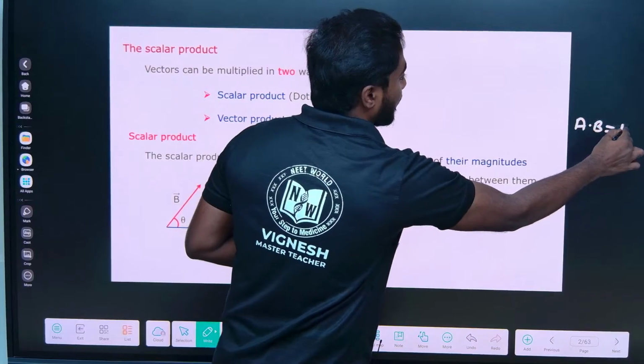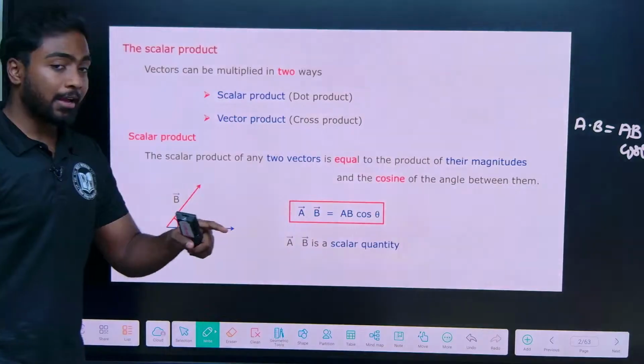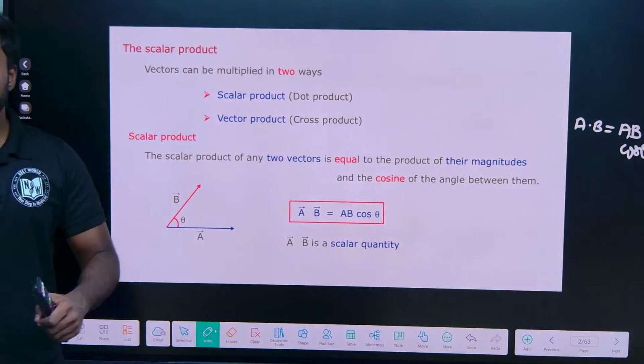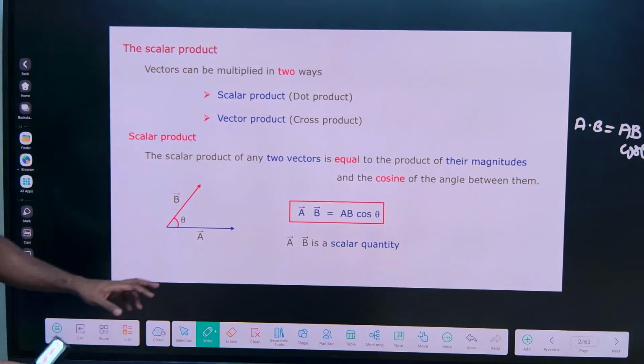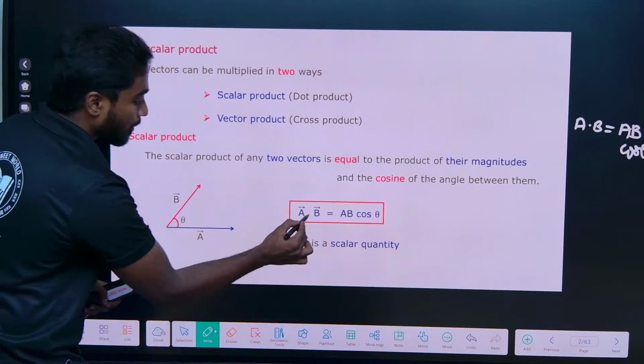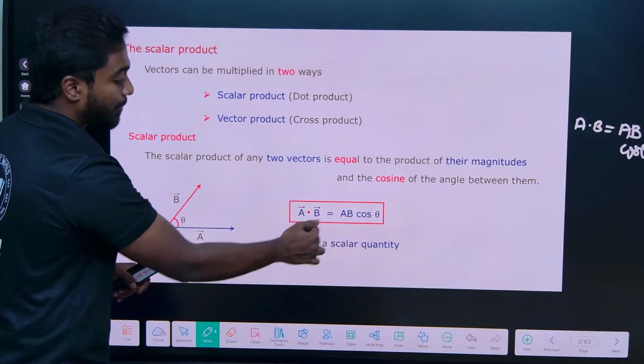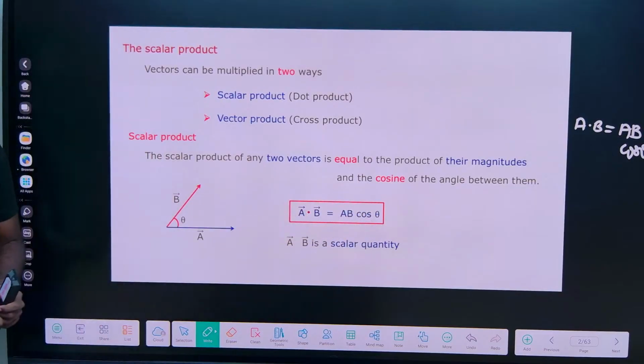So when I take A dot B, I will get AB cos theta. When I take A cross B, AB sin theta. So this is the thing, A dot B, I will get AB cos theta. So A dot B is a scalar quantity we will get. Okay, take a note.